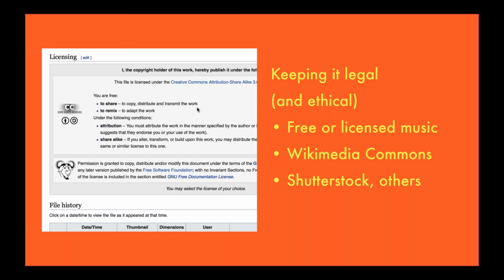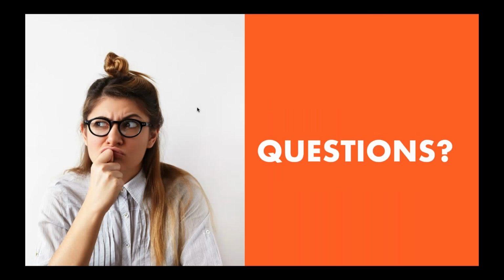Wikimedia Commons is a great place to find free pictures. Some of the pictures you saw in this slideshow I got from Wikimedia Commons. But you can also buy graphics. Some of the other graphics you saw here are from Shutterstock. They'll cost you a little something, but they'll be legal, and you should certainly look at those options as well.